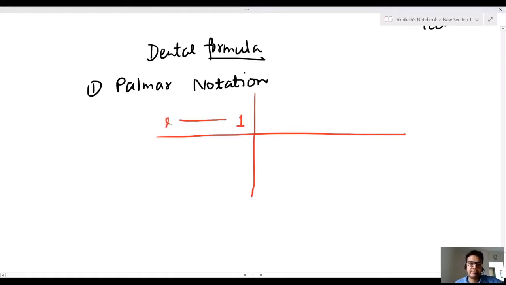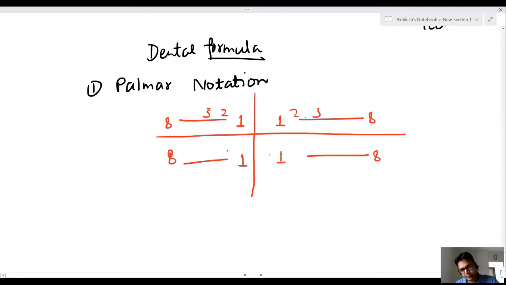1 to 8, 1 to 8, 1 to 8, and 1 to 8. This method is known as Palmer notation. This 1, 2, 3, if we write down present, absent, present, this is known as Palmer notation. Okay, simple.